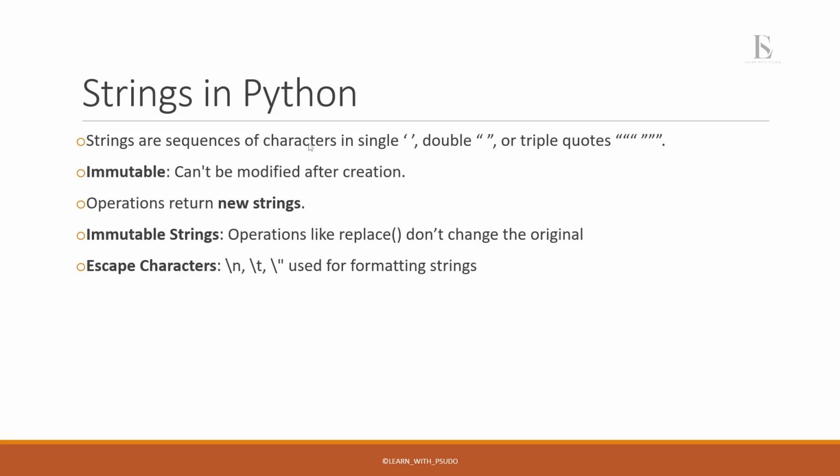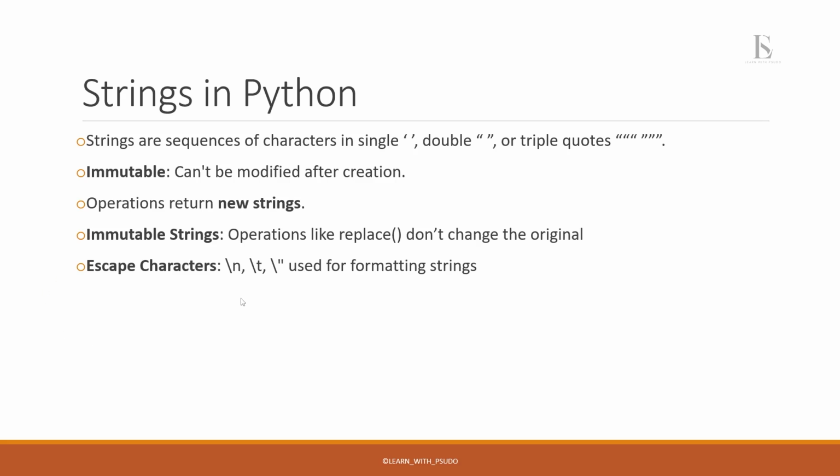We know strings. So strings are sequences of characters. We can use either single quotes, double quotes, or triple quotes to declare them. They are immutable, and that means they cannot be modified after creation. Any operation that we perform on a string which requires truncation or addition will create a new object.